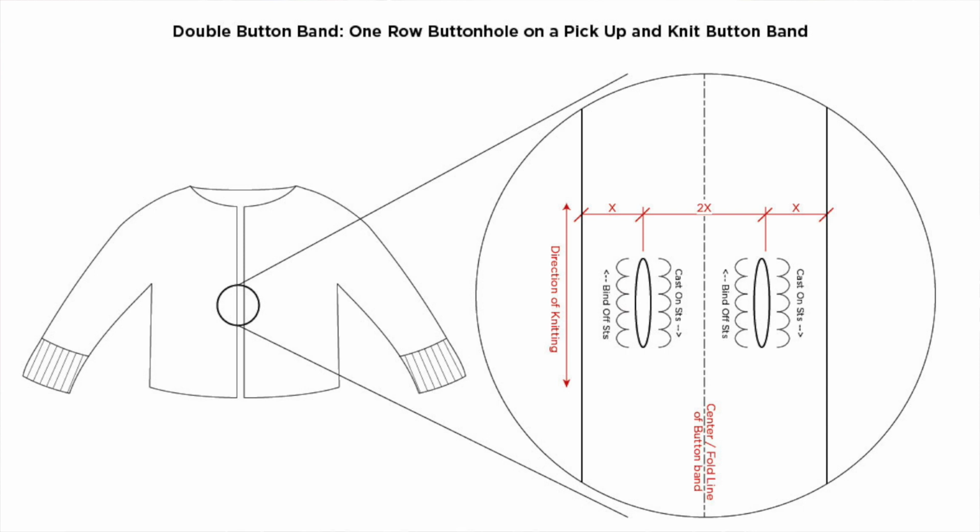If we look at the example on the screen, you can see we've now got 2 buttonholes created exactly the same, and they are placed not only equidistant from the 2 outer edges of the button band, but they are also equidistant from the center line of the button band, basically where you would fold the button band. You could also simply consider this 2 times the distance between the edges of the button band and the buttonhole.